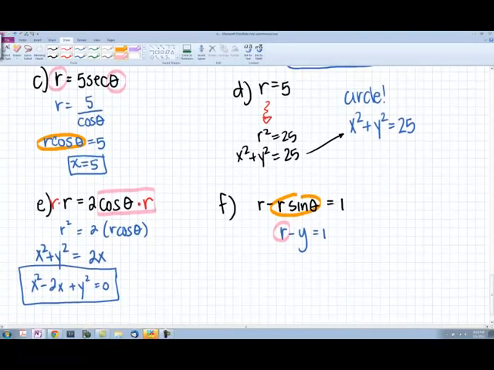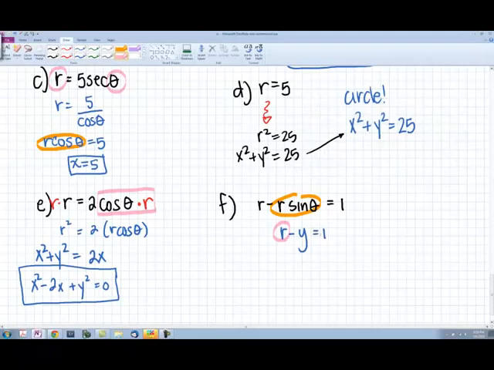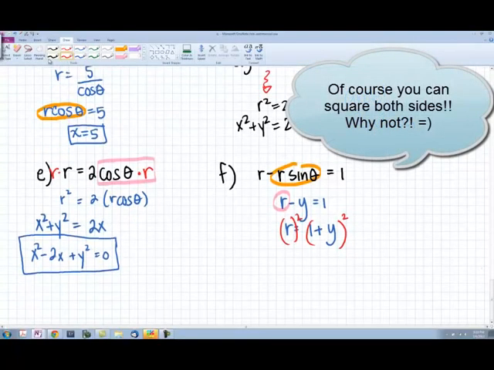So which one of those three things do you think we can do? Do you think it's going to be helpful to multiply a sine theta in, or a cosine theta in? I hope you're thinking no, because if you do, you have to multiply every single term in here by the cosine theta or the sine theta. So what we're going to do in this case is separate our r from everything else. Then we're going to square everything. It's okay to square both sides. Whatever you do to one side, you do to the other.